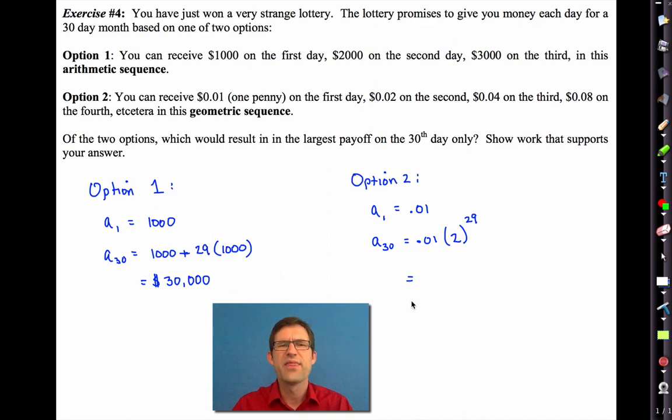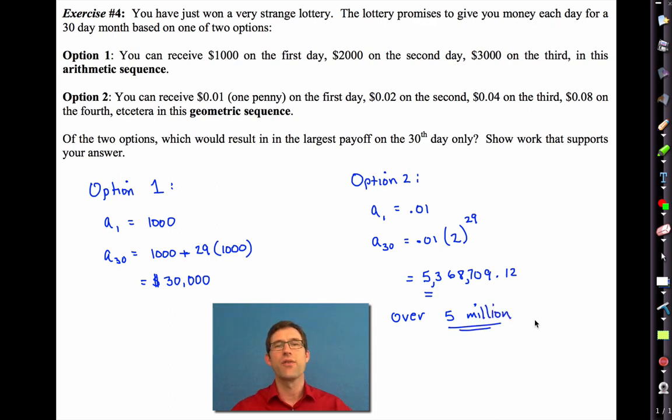All right. That's a big number. I mean, that's a number big enough that I have to write it all the way down and then think about where I put my commas. So if I look at my calculator readout, it looks like this: 5,368,709.12. Holy cow. Look at that. We're making over $5 million in this case. $5 million on the 30th day.